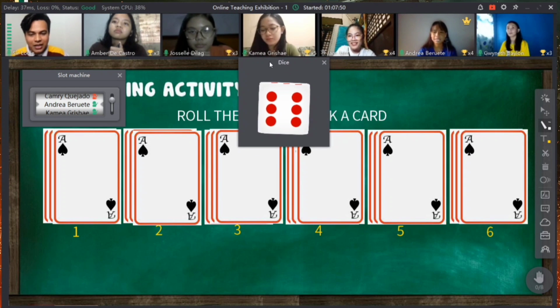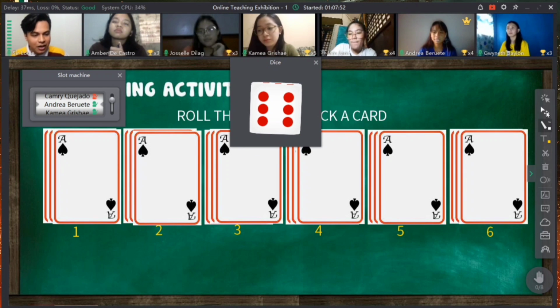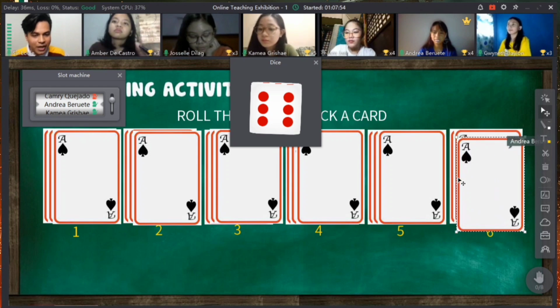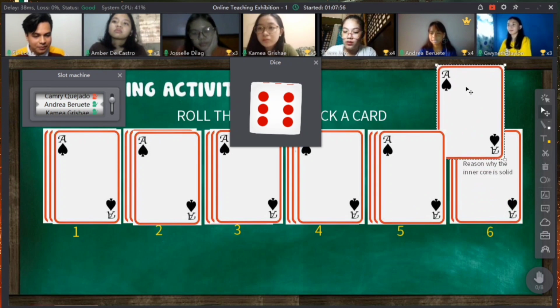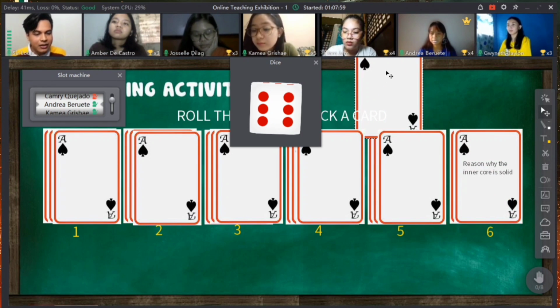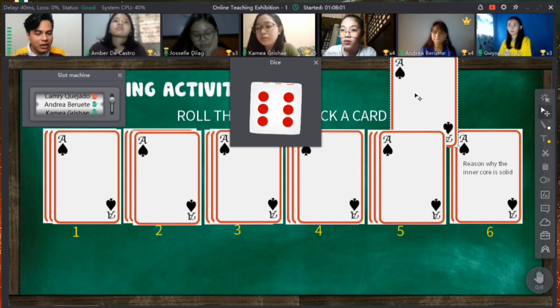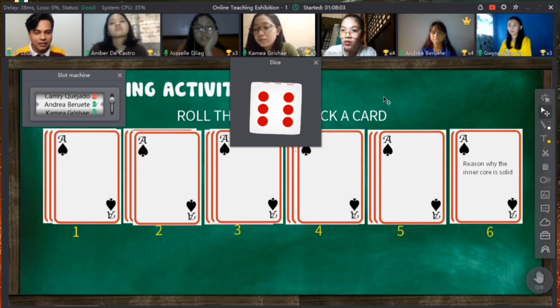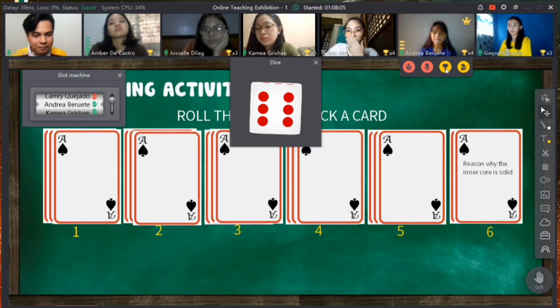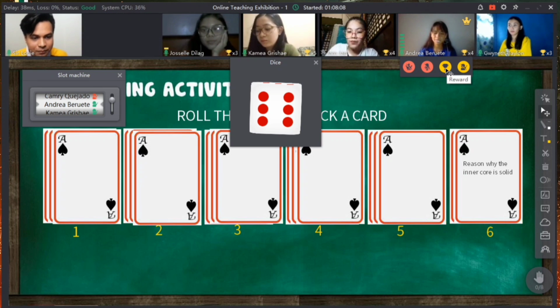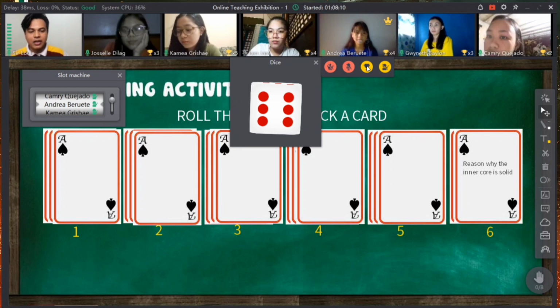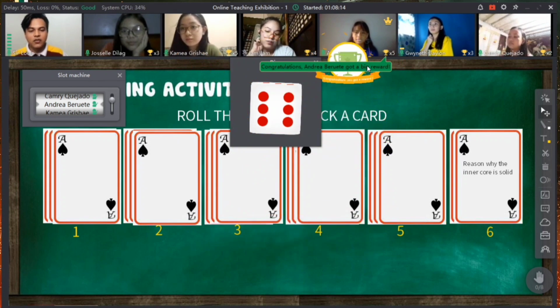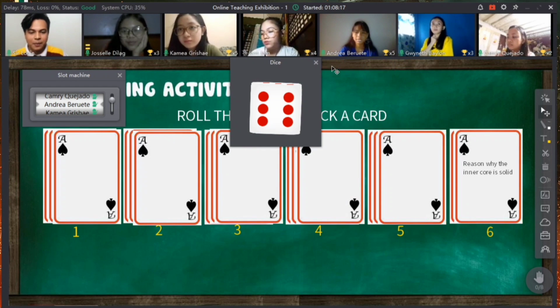You will be picking card number 6. Your question for card number 6: reason why the inner core is solid. Dea? The inner core is solid, sir, because of the pressure freezing po. Very good. The reason why the inner core is solid is because of pressure freezing. How about the next one?